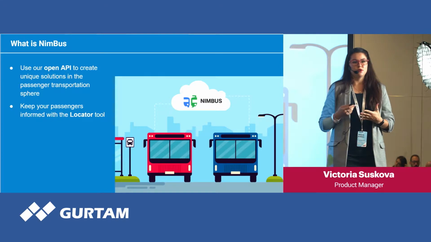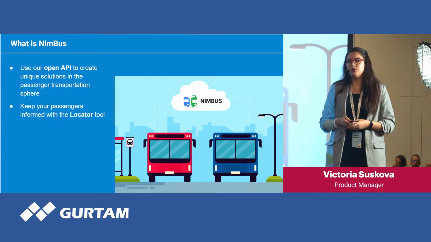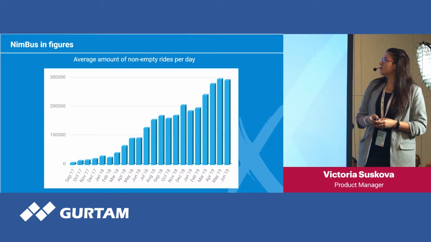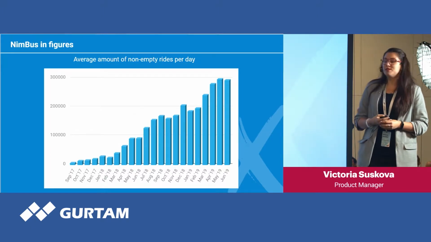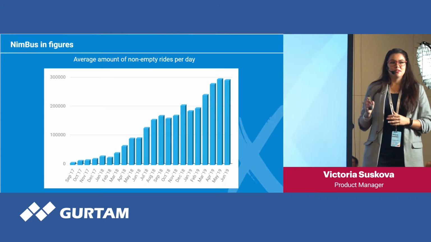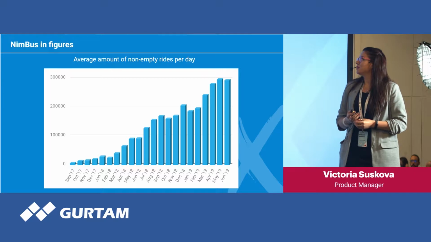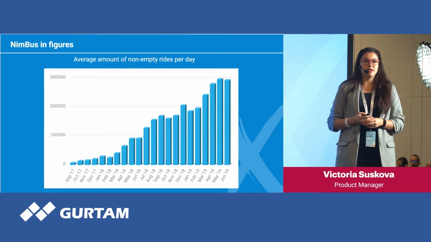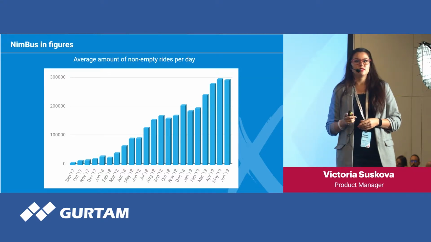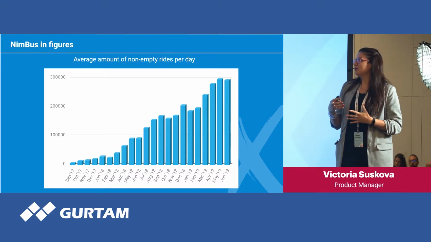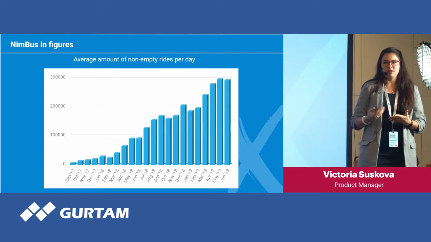Now let's talk about numbers, as I mentioned before, and we'll start with one of our main metrics. This is the average amount of non-empty rides per day. I know it sounds a bit complicated, so let me explain a bit here. So here we count only those rides which have at least one stop visited. So these are real uses of NimBus.